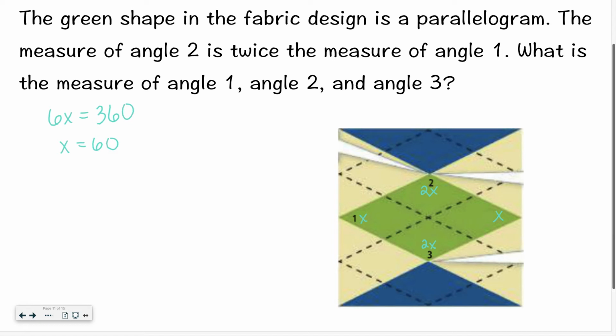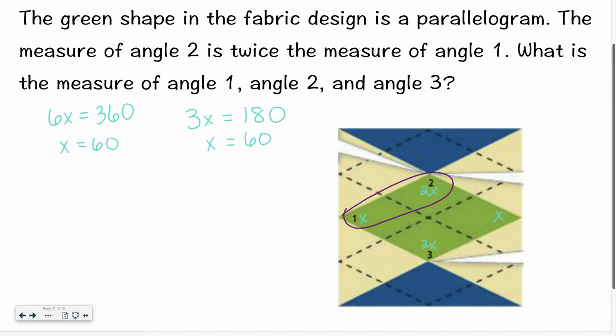Or you could say, okay, angle 1 and angle 2 are consecutive interior angles. So I could say 1x plus 2x is 3x, and that equals 180 degrees. Divide both sides by 3, and you get x equals 60. So both of those methods work. However you were thinking about how to solve this problem, use it. They are both acceptable ways to solve the problem.